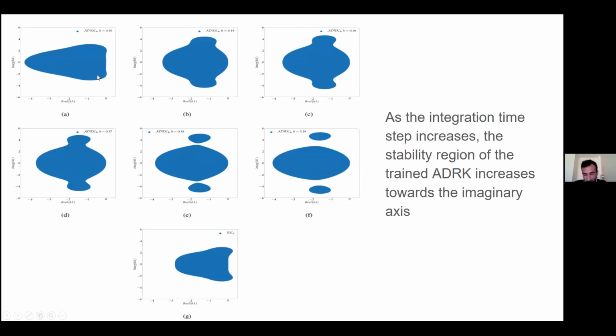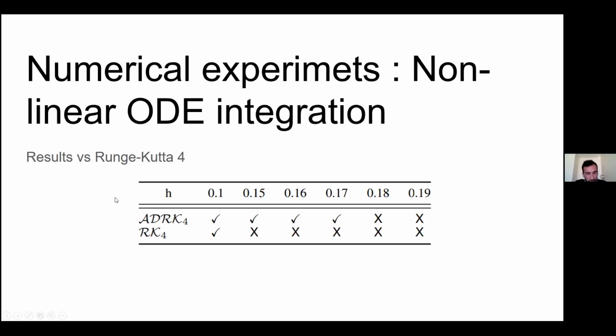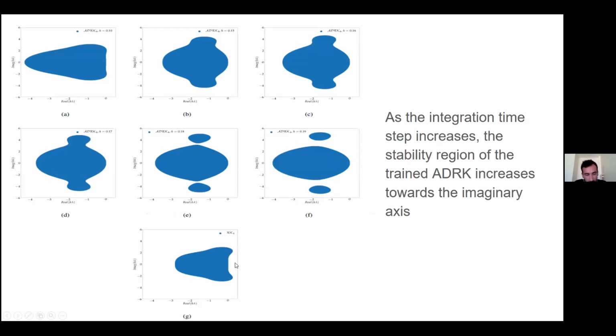An interesting experiment now is to plot the stability regions of those trained Runge-Kutta schemes for various values of the integration time step, and compare them to this one here, the stability region of the classical Runge-Kutta 4. What actually happens is, as the integration time step increases from 0.1 to 0.19, the stability region of the trained Runge-Kutta schemes increases toward the imaginary axis, which emphasizes that the Lorenz 63 equation is mainly dominated by an advection process, not necessarily a diffusion one. Those requirements are identified by the algorithm automatically to correctly integrate the Lorenz 63 equation.